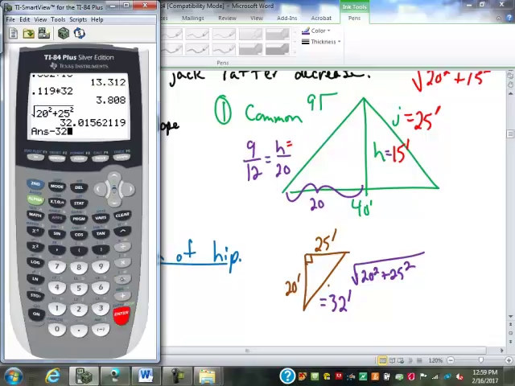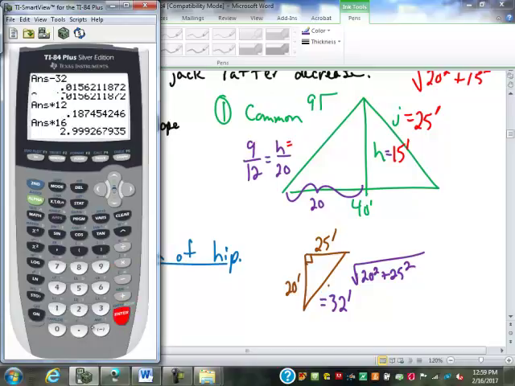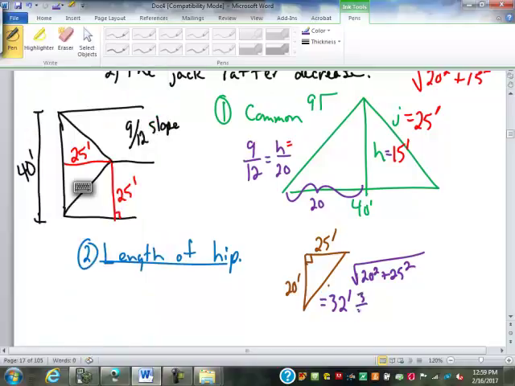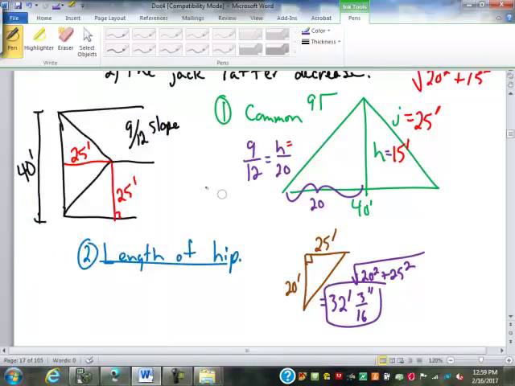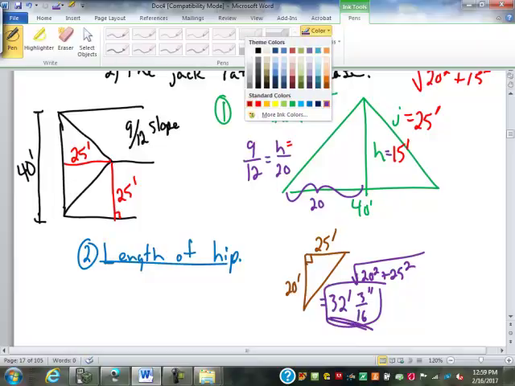Subtract the 32, times 12 is going to be less than an inch. So times 16 is 3/16. So yes, 32 feet and 3/16 of an inch. I'm going to write it down though. 32, well, we'll leave it. That's the corner. We don't need that for anything else. So we're good there. How do we find the jack rafter decrease?